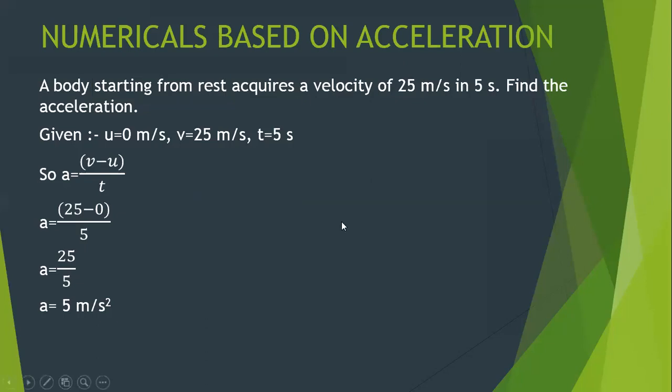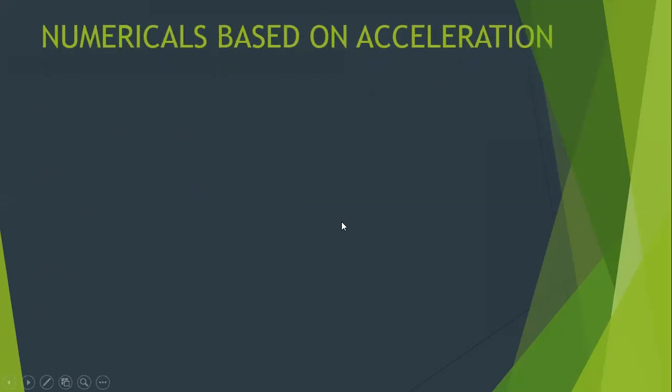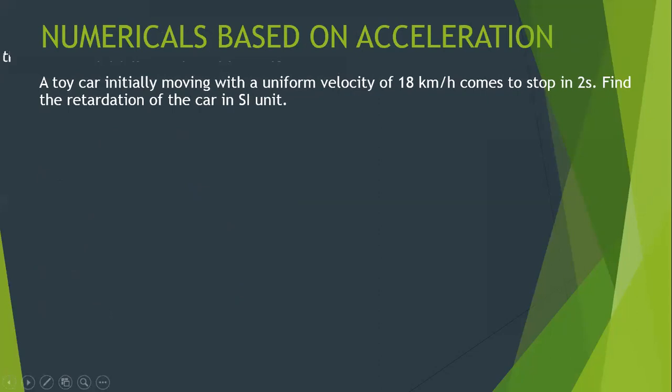Write down the next numerical now. A toy car initially moving with a velocity of 18 meter per second. Sorry, 18 kilometer per hour. A toy car initially moving with a uniform velocity of 18 kilometer per hour comes to stop in 2 seconds. Find the retardation of the car in SI unit. Okay, so let's find out the retardation of the car in SI unit. Now, the question says very clearly that we have to find out the answer in SI unit.